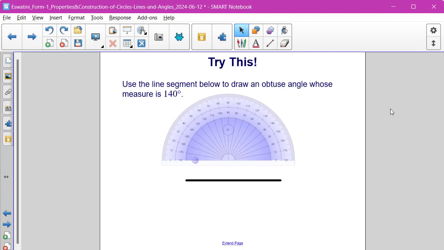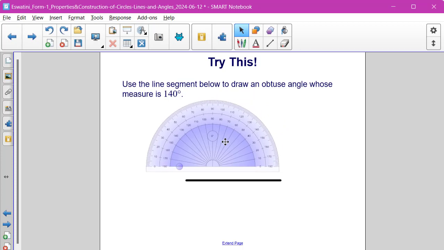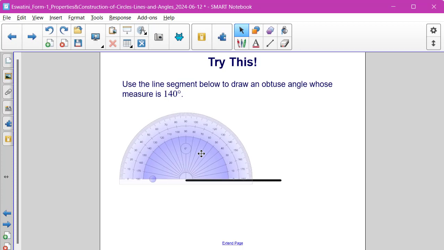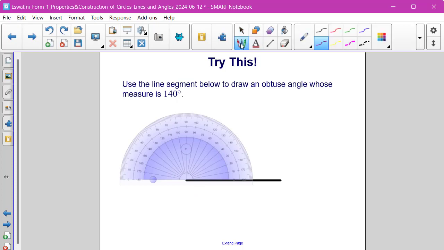Use the line segment below to draw an obtuse angle whose measure is 140 degrees. So let's begin by aligning our protractor to one of the endpoints of our line segment. So we see the center hash of our protractor is now aligned with the endpoint of our segment. Okay. So now from here, we can measure 140 degrees and mark it.